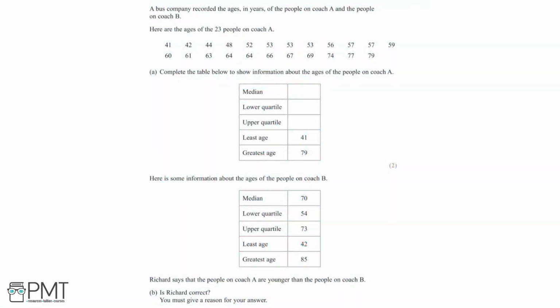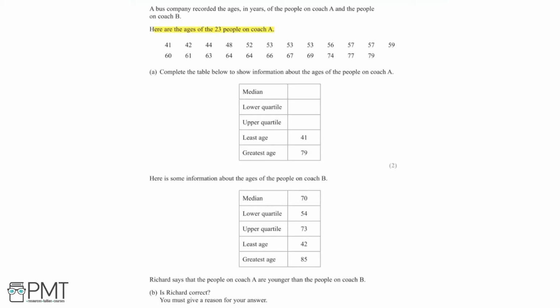In this question, we're told that a bus company recorded the ages in years of the people on coach A and the people on coach B. Here are the ages of the 23 people on coach A. And in part A, we need to complete the table below to show information about the ages of people on coach A. We're looking at our table. We need to find the median, the lower quartile, and the upper quartile.